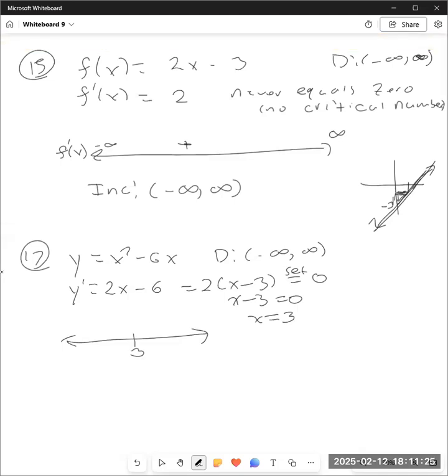And we're going to test 2 times a number less than 3, like 2 times 0 minus 3. 2 times -3 is -6. And then I'm going to stick in a number bigger than 3, like 4. 4 minus 3 is 1. 2 times 1 is +2. So we're decreasing on this interval and increasing on this interval: decreasing from negative infinity to 3. Open intervals for both of these. We don't include the endpoint because we're neither increasing nor decreasing at 3.